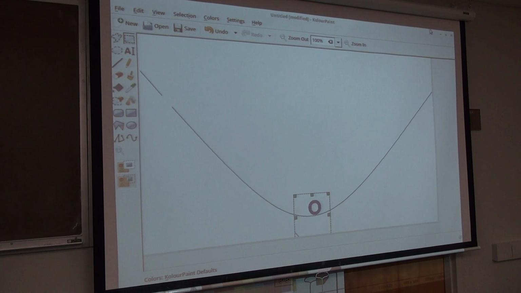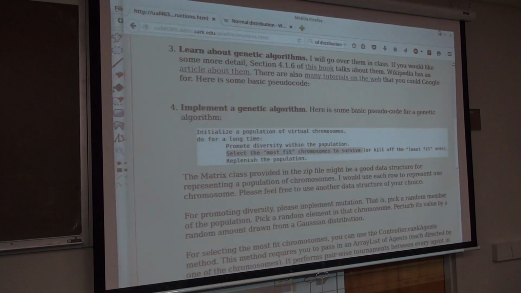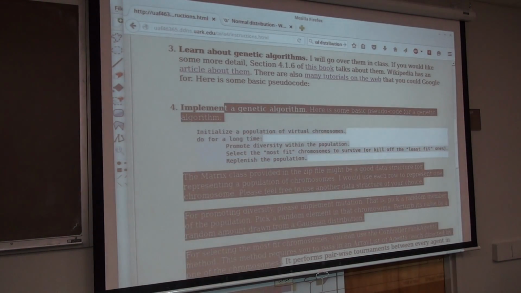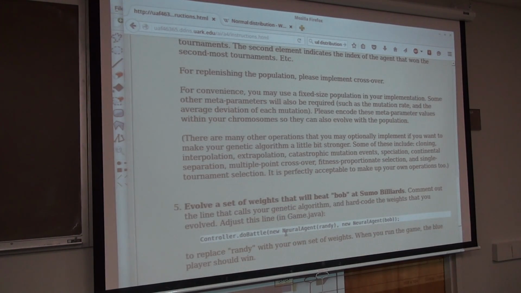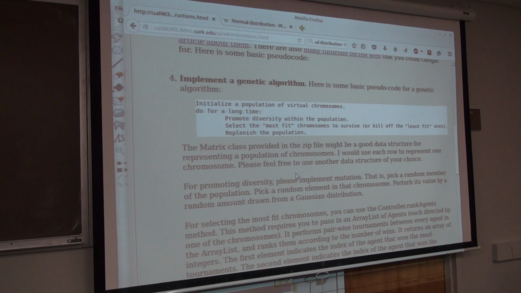In my last minute, let's talk about scheduling. Okay, I've talked you through this. There's a couple more things to say about genetic algorithms, but I think you get it. I think you can code it up. I don't think this is a hard assignment.